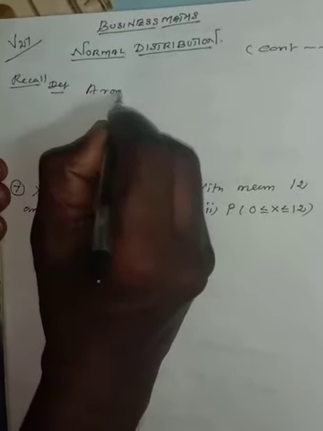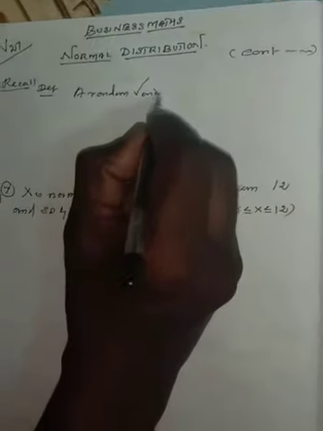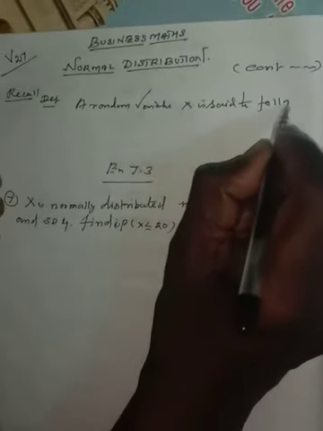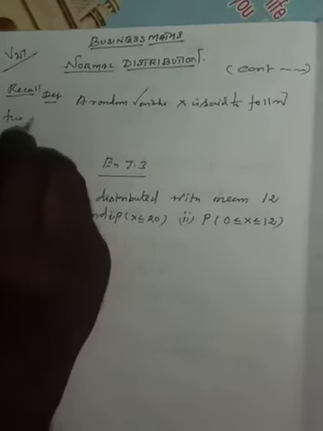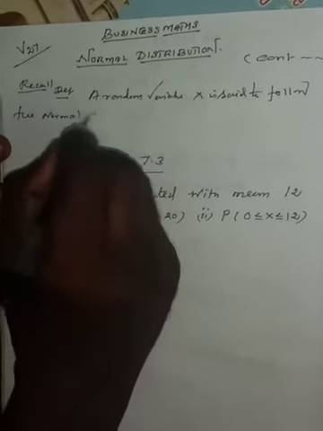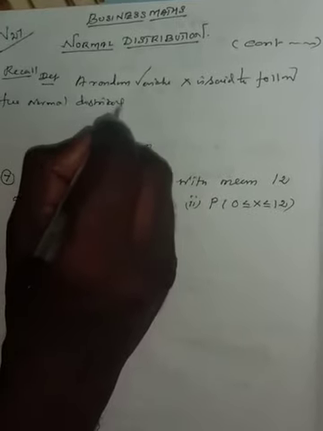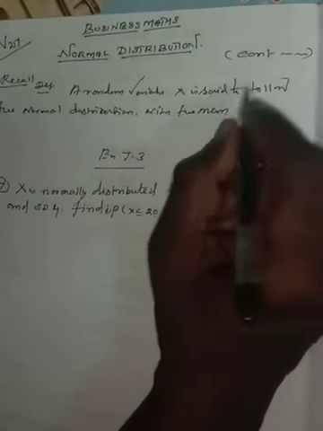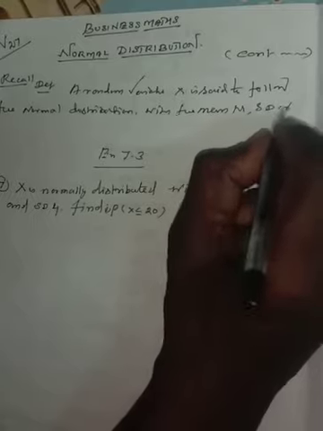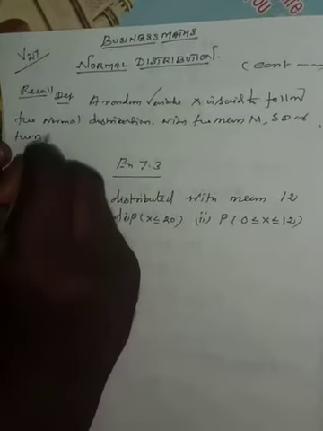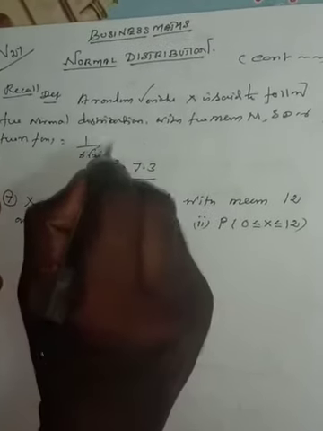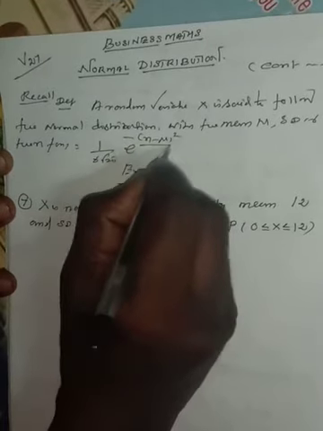A random variable X is said to follow the normal distribution with the mean mu and standard deviation sigma, then f of x is equal to 1 by sigma root 2 pi e to the power of minus (x minus mu) whole square divided by 2 sigma square.